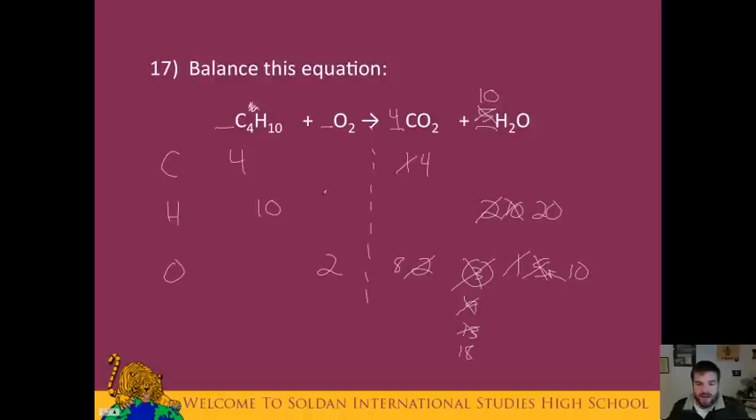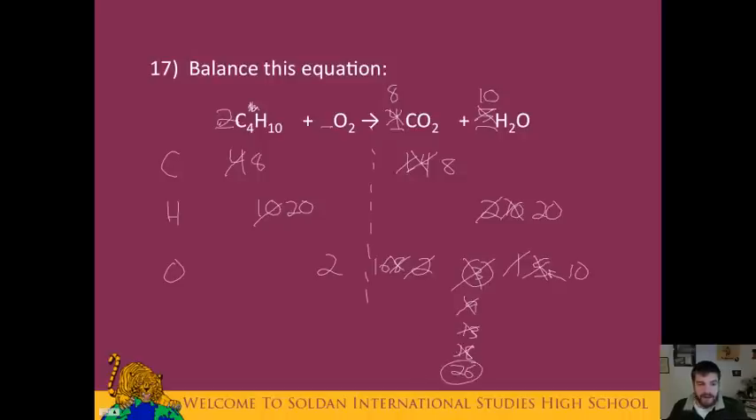Well, now my hydrogens are off. I have 20 in the products and 10 in the reactants. So I'm going to change this to a 2, which makes the carbons 8 and the hydrogens 20. Hydrogens are balanced now. I need to go to my carbons, put an 8 here, which will change this to 8 and this to 16. 16 plus 10 is now 26 total.